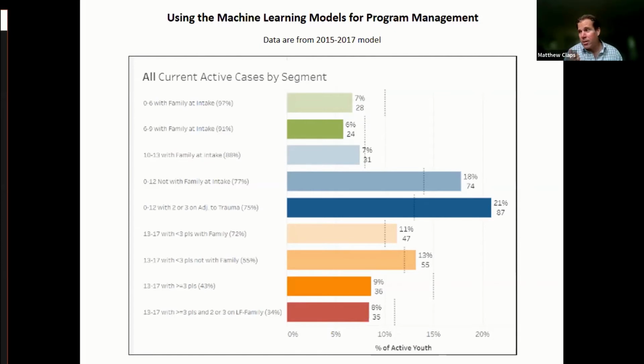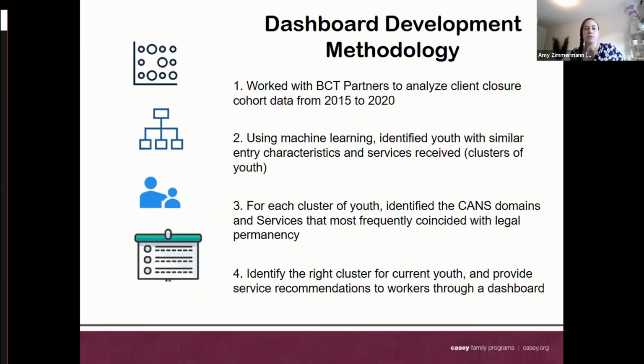And with that, I'm going to turn it over to Amy, and we're going to highlight how we've been using some of our tools for individual youth and family specific decision making. So Amy, I'm going to turn it over to you. Thanks, Matt. If you can go to the next slide for me, thanks.